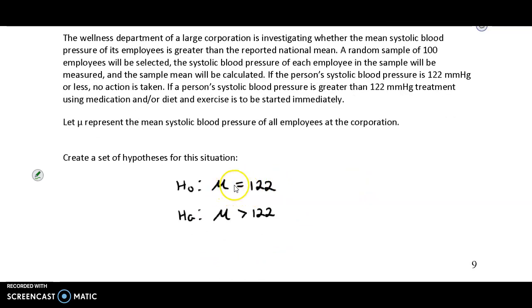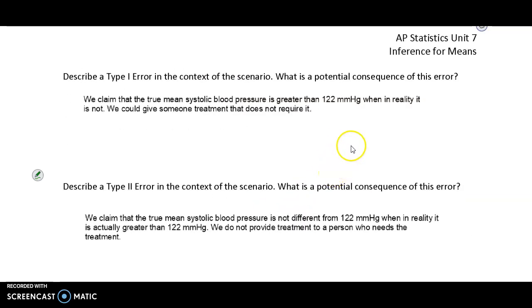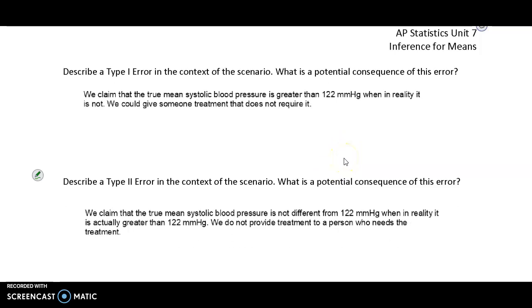So my correct decision, assuming that the null is true, would be that if it's 122, I fail to reject the null hypothesis, I don't do anything. Now, if the null hypothesis is false, such that it is greater than 122, this would lead me to reject the null hypothesis and start treating someone who is suffering symptoms. Now, the errors occur when we flip these decisions. So for example here, in a type 1 error, I reject the null, but the null is true. So here I claim the true mean systolic blood pressure is greater than 122, when in reality it is not. We would give someone treatment that does not require it.